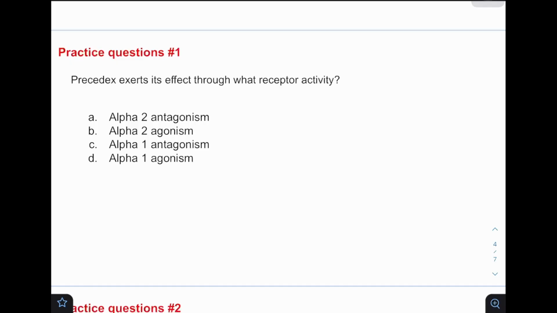Now let's go through some practice questions just to cement the ideas that we talked about. So the first question is, Precedex exerts its effect through which receptor activity? And here are your answer choices.